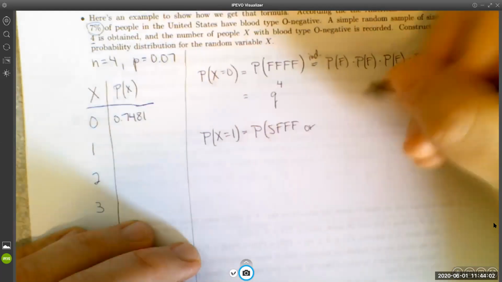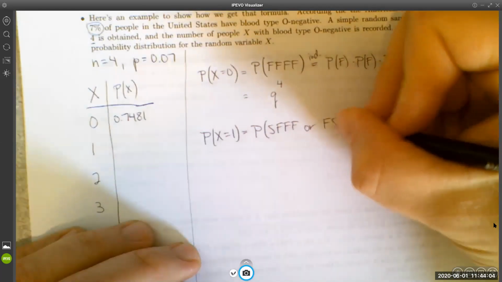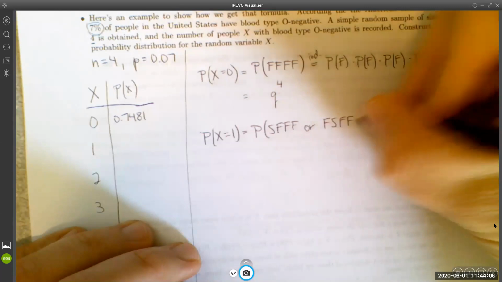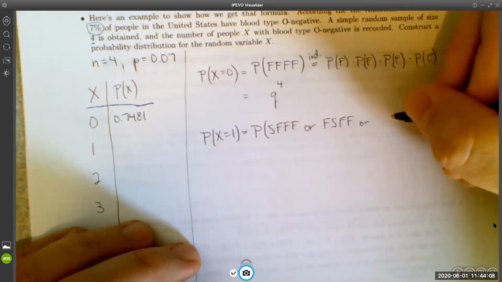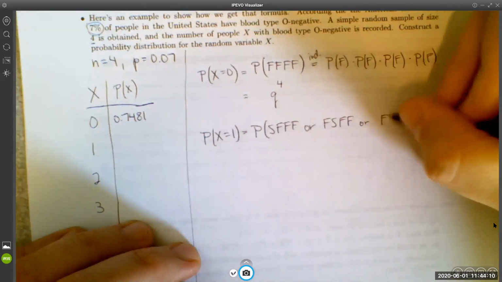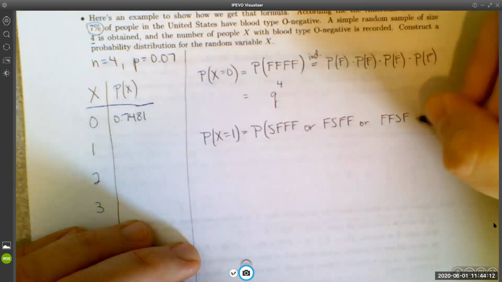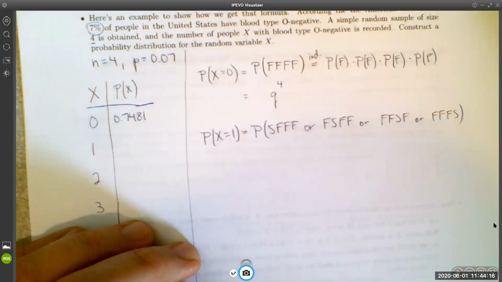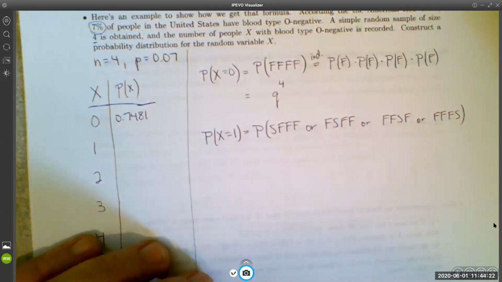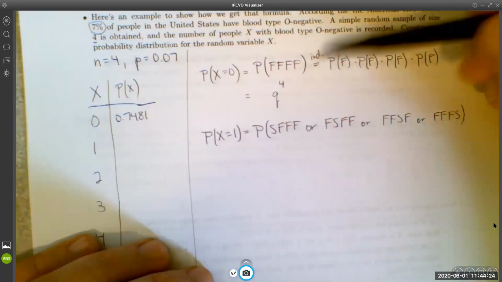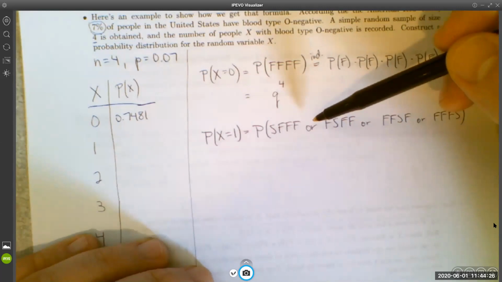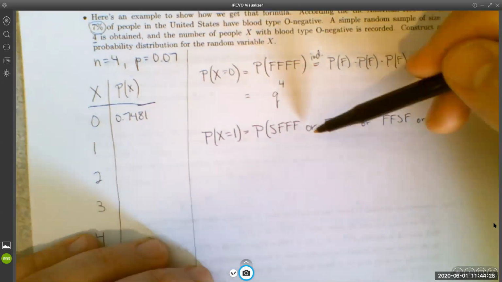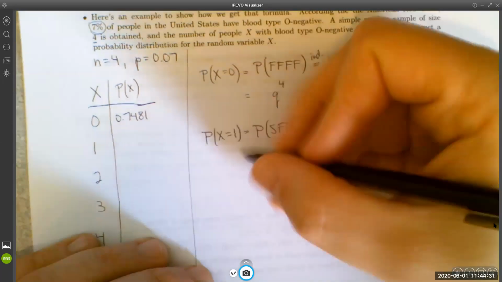Or it could happen if we get a failure and then a success and then 2 more failures. Or it could happen if we get 2 failures, a success and a failure, or it could happen if we get 3 failures and then a success. So there are 4 ways that that can happen. Now, we know that in a binomial experiment, each outcome is mutually exclusive, and so all of these ORs are going to turn into pluses.